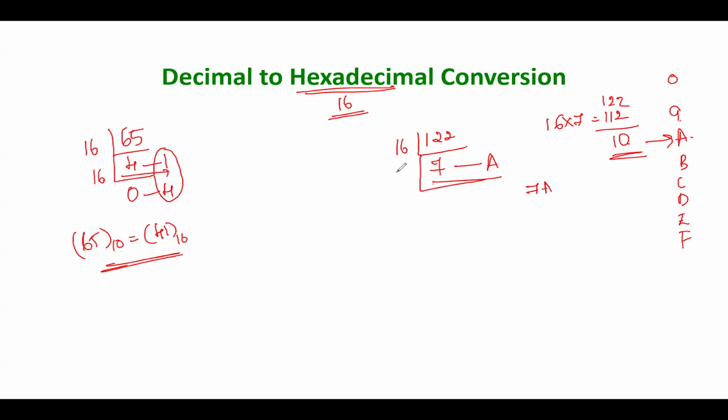Or else you can further divide and say 16 divides 7 0 times and 7 is the remainder. So this time you will take it as 07A, where the 0 you can ignore. Once again, it will be 7A. So 122, which is a base 10 decimal number, is converted into hexadecimal and looks like 7A. This is the converted hexadecimal number.